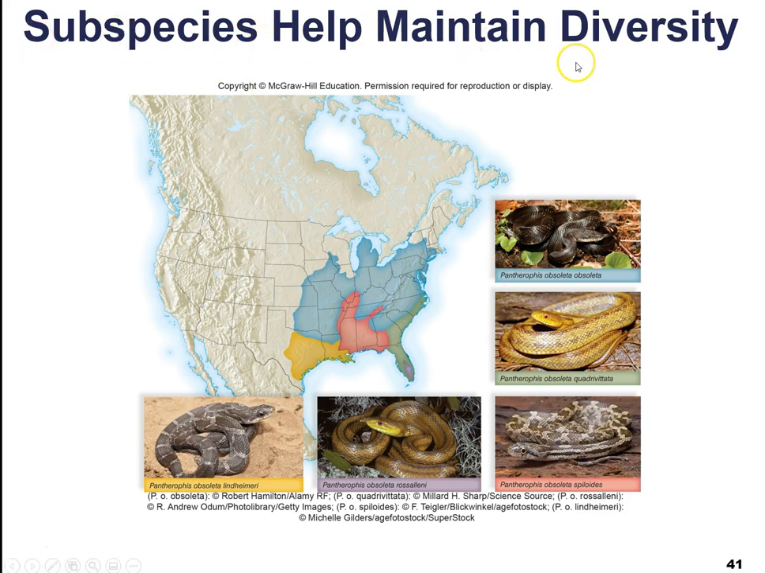Right, and so again, it says subspecies help maintain diversity. So you can see these are all subspecies of this particular species of snake. They are not different species themselves, and the color coded here corresponds to the geographical region that they live in. Okay, and so you could see that they're all separated geographically, okay? Now, they're subspecies, they still have the ability to interbreed, right? So they haven't become separate species. However, over time they may, right? And so, again, the changes in appearance that we're showing here are based on where they live, okay?